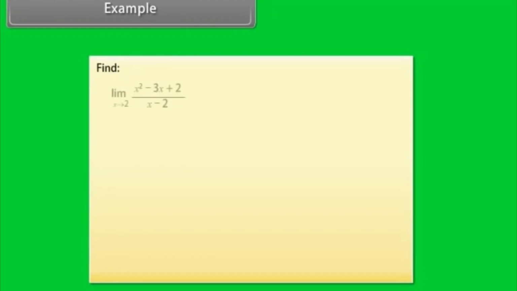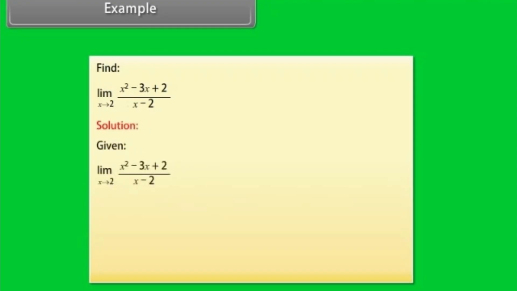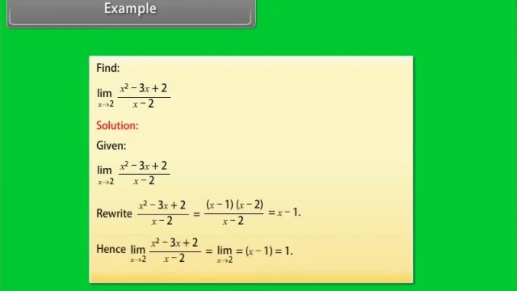Example. Find limit x tends to 2 of (x² − 3x + 2) divided by (x − 2). Solution. Given limit x tends to 2 of (x² − 3x + 2) divided by (x − 2). Rewrite (x² − 3x + 2) divided by (x − 2) is equal to (x − 1)(x − 2) divided by (x − 2), which is equal to x − 1. Hence, the limit x tends to 2 of (x² − 3x + 2) divided by (x − 2) is equal to limit x tends to 2 of (x − 1), which is equal to 1.